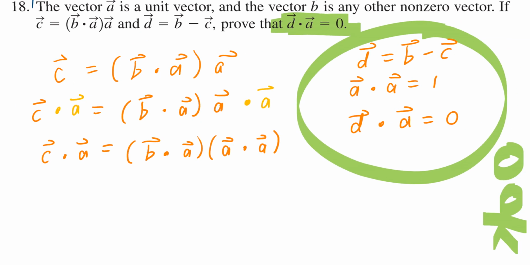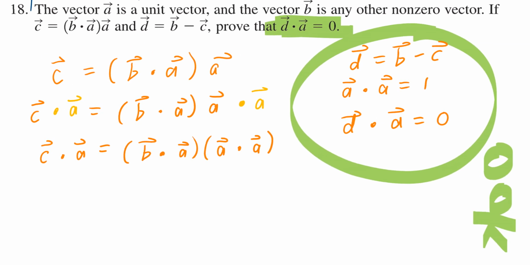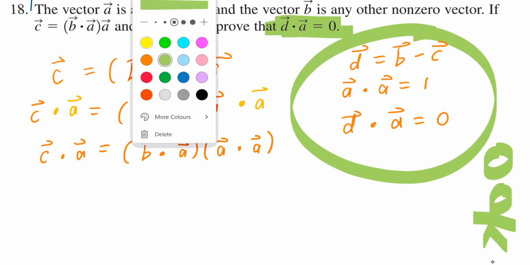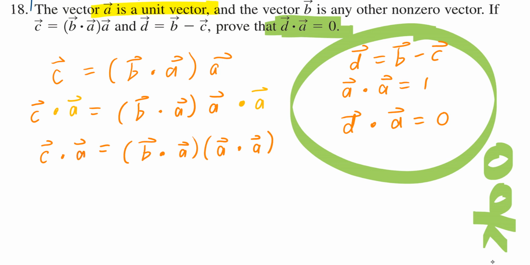Now, again, let's go back to the thought process. I know from the given, and I'll highlight this for you, A is a unit vector. So when you dot any vector to itself where the vector is a unit vector, that's going to be exactly 1. So this equals 1.